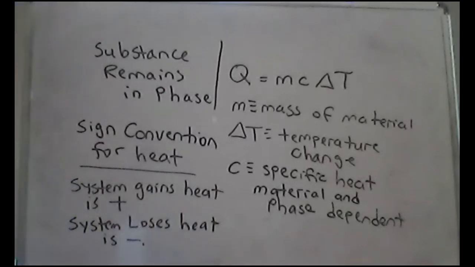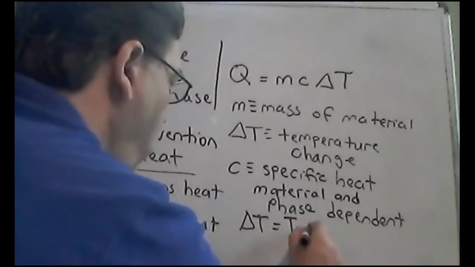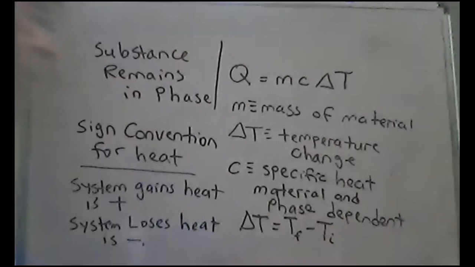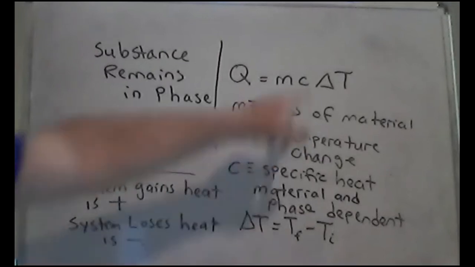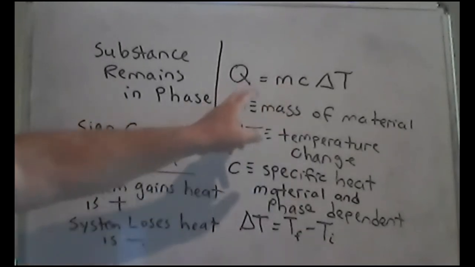Okay. You can see this in the formula. If the object ends up at a higher temperature than when it began, we can automatically know that your delta T is your T final minus T initial. So the final temperature is higher than the initial temperature, which means delta T is going to be positive. A system that receives heat ends up at a higher temperature, it gets hotter. On the other hand, if a system loses heat, the final temperature is lower, then delta T will be negative. That means heat loss is negative.